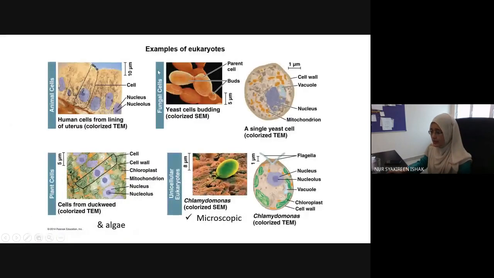These are examples of multicellular eukaryotes: plant and animal cells. As for unicellular eukaryotes, you have the protists, and in the diagram here you have the Chlamydomonas. It is unicellular, a single cell, and they are microscopic.